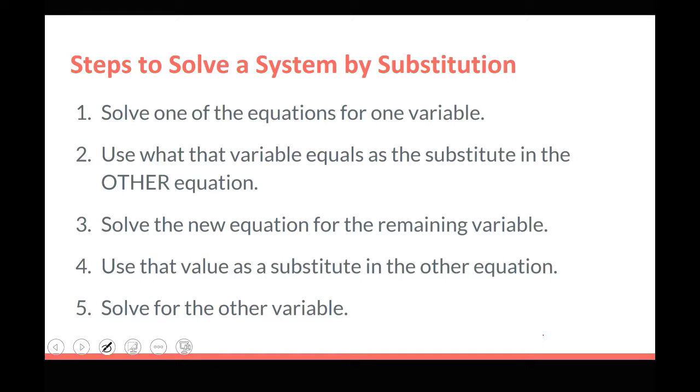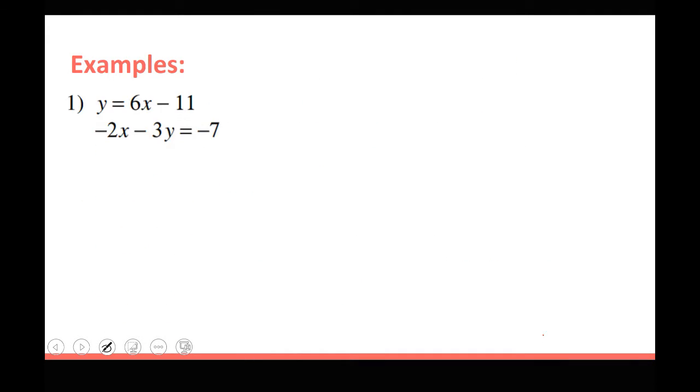So what in the world am I talking about? Let's look at some examples. So first step is to solve one variable in one of the equations. Well, that part is already done for us. y equals 6x minus 11. That's your substitute. We're going to take just this part, the 6x minus 11, and we are going to replace y with that expression in the other equation.